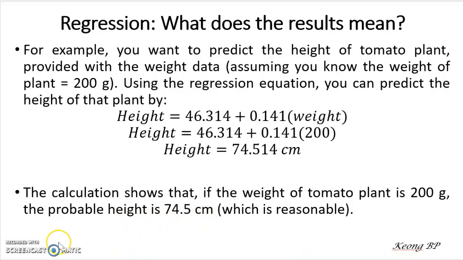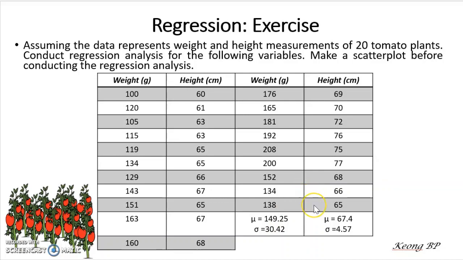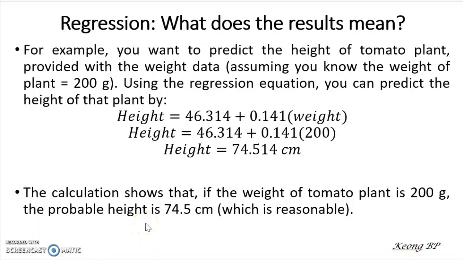Why do I say it is reasonable? You can refer back to the raw data of the height and weight that was shown to you earlier. In the example, the weight is 200 and the height is 77. In our prediction, the weight is 200 and the height is around 75, which is almost equivalent to what is shown by the data presented in this table. And so we can be confident to say that our prediction is very reasonable.